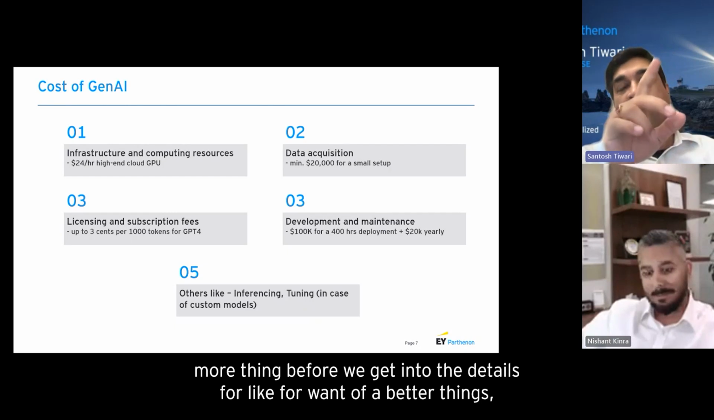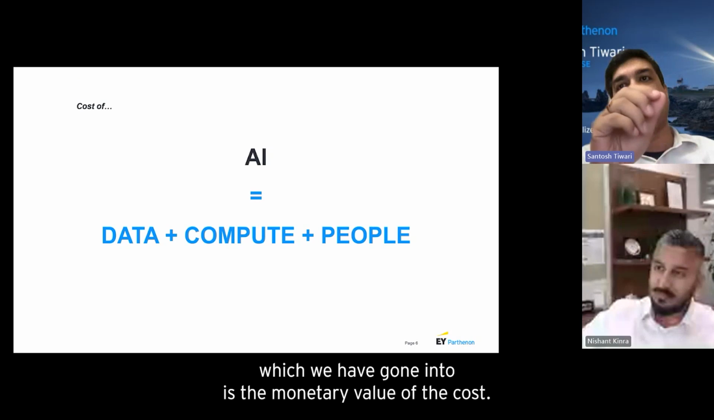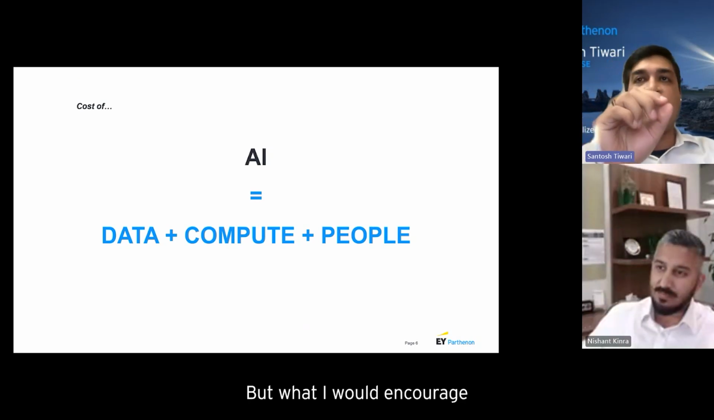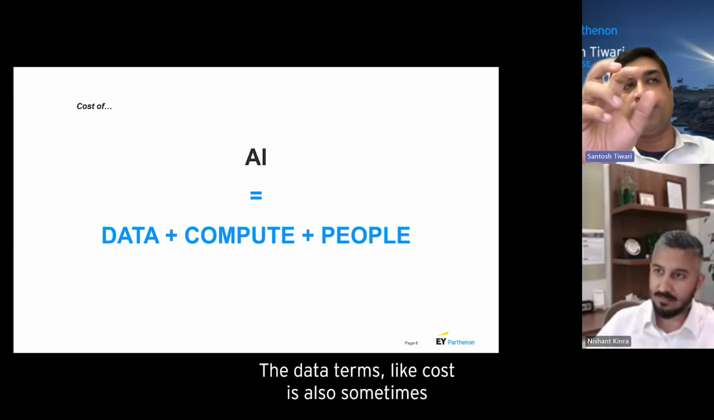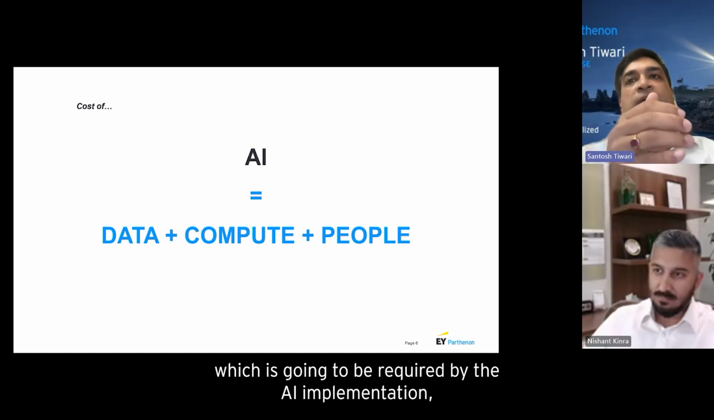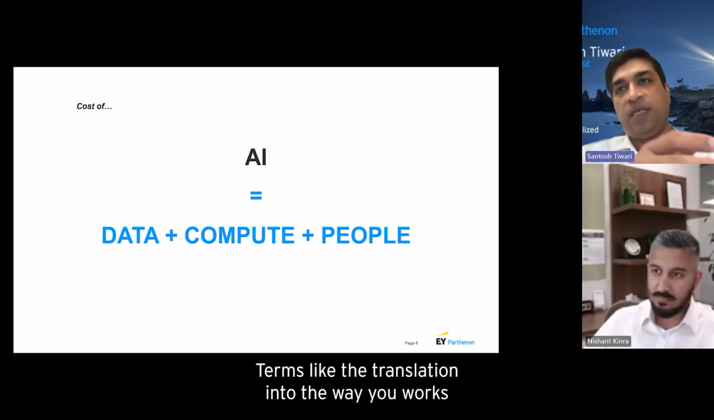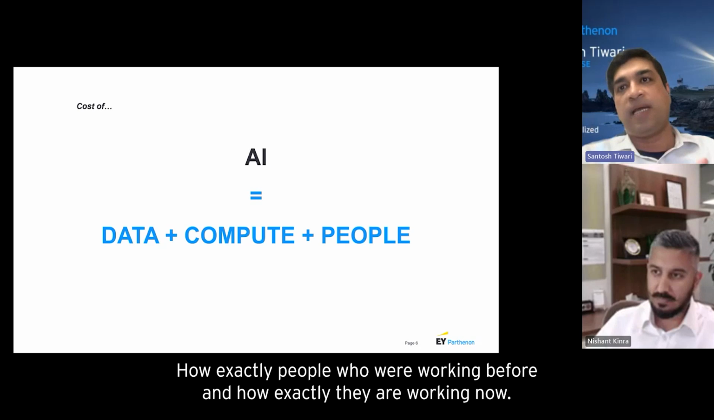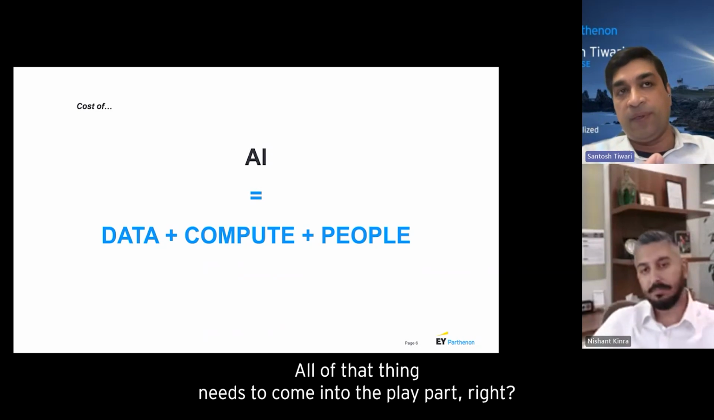I will add one more thing before we get into the details. What we have gone into is the monetary value of the cost. But I would encourage everybody to also not see the cost only in dollar terms. Cost is also sometimes required by the AI implementation, but cannot necessarily be counted purely in dollar terms. The translation into the way you work, how exactly people were working before, how exactly they're working now, what they are changing into, all of that needs to come into play.